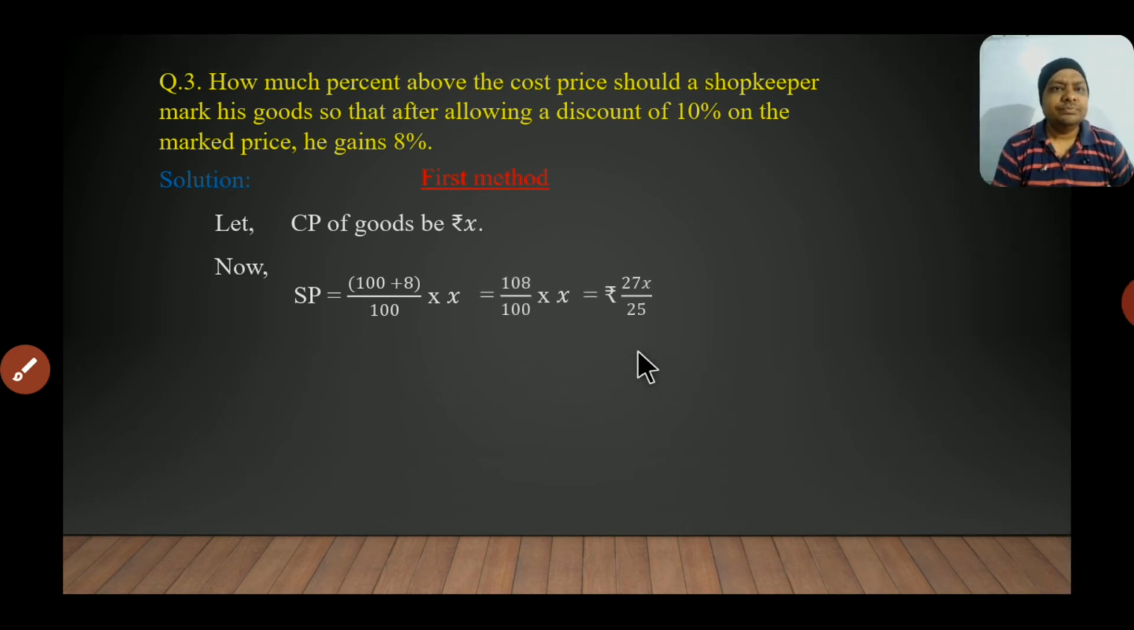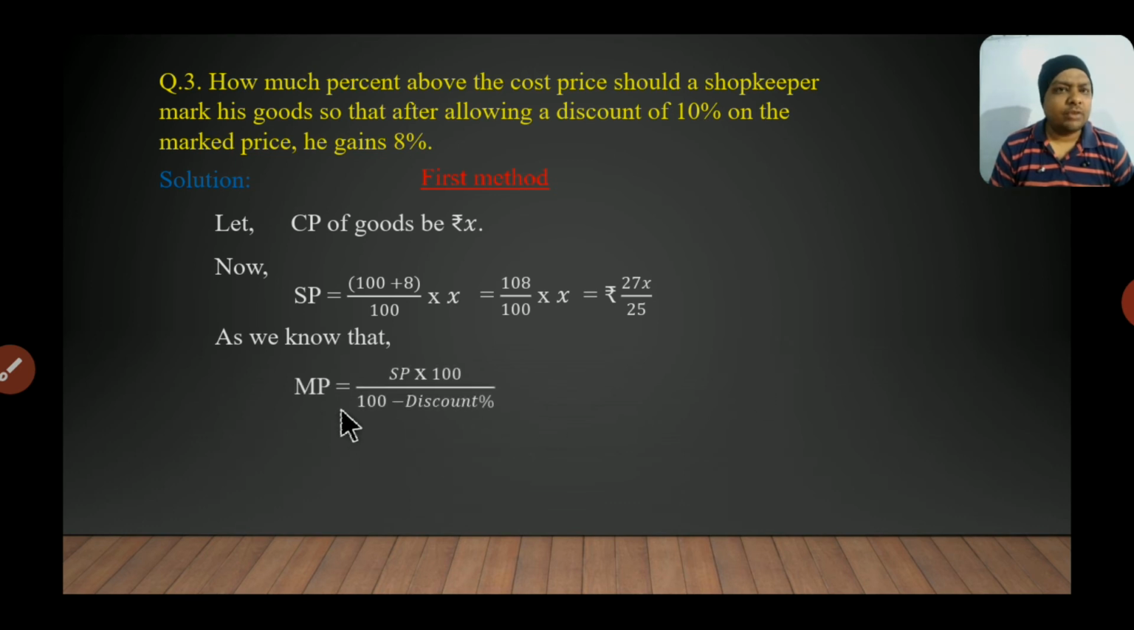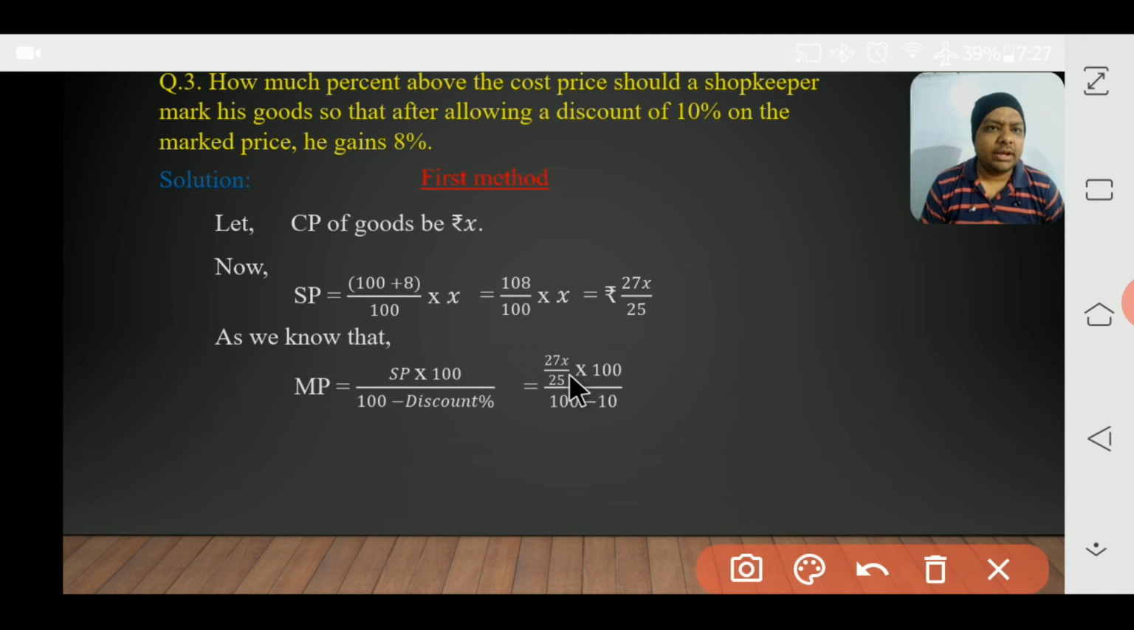Okay. Now, so we know the SP here. Now he is allowing 10% discount on mark price. Okay. So as we know that the mark price formula is SP into 100 by (100 minus discount percent). Here we will apply the formula. So it will be 27x by 25 into 100. So 4 twenty-fives are 100. So 27 into 4 is 108x in the numerator, and downside we have to write 100 minus 10, it will be 90.